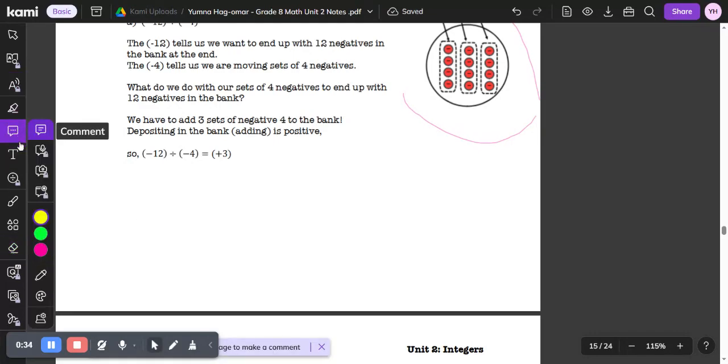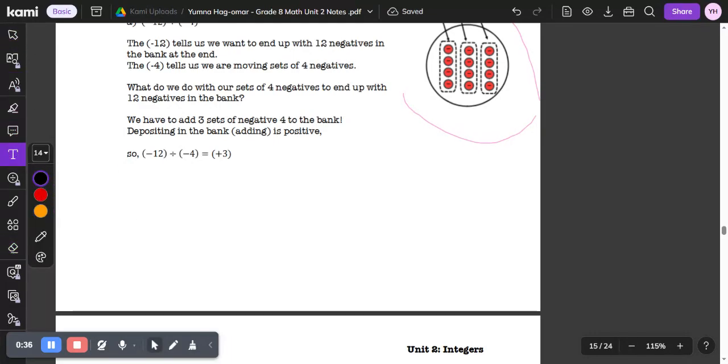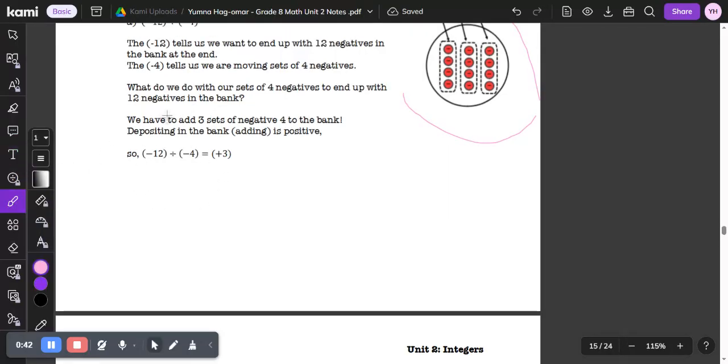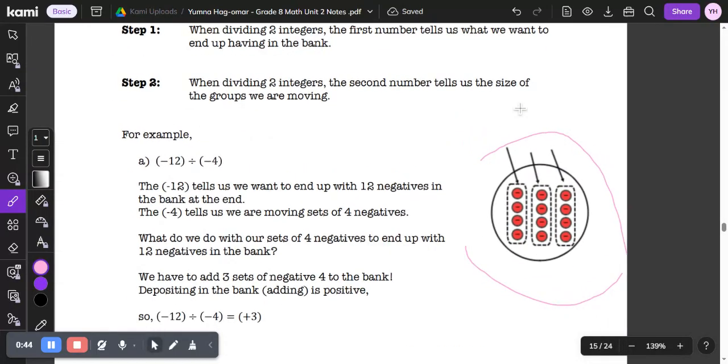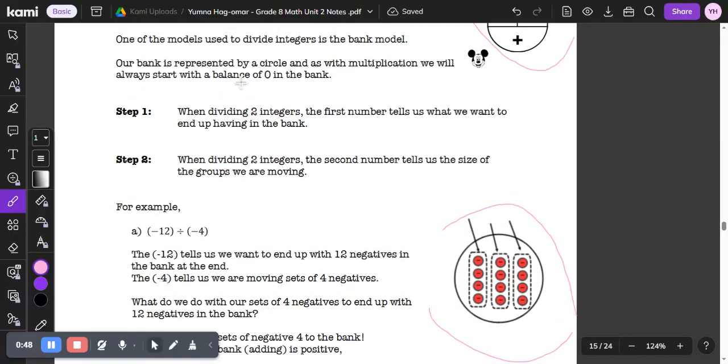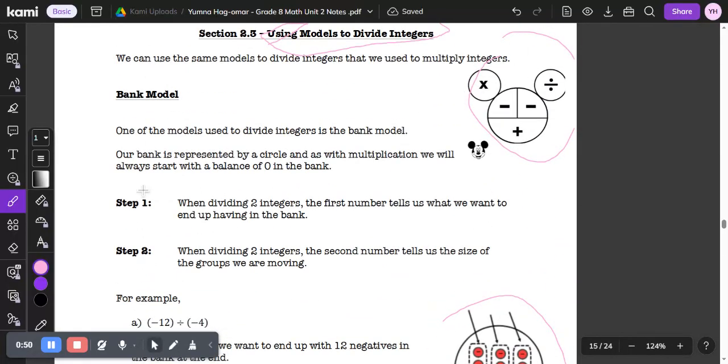So, I'm going to have a text box. Never mind. All right. So, this is basically a bank. It's just a group, and inside of it are groups of things. So, for example, we have two steps in dividing. When dividing two integers, the first number tells us what we want to end up having in the bank.